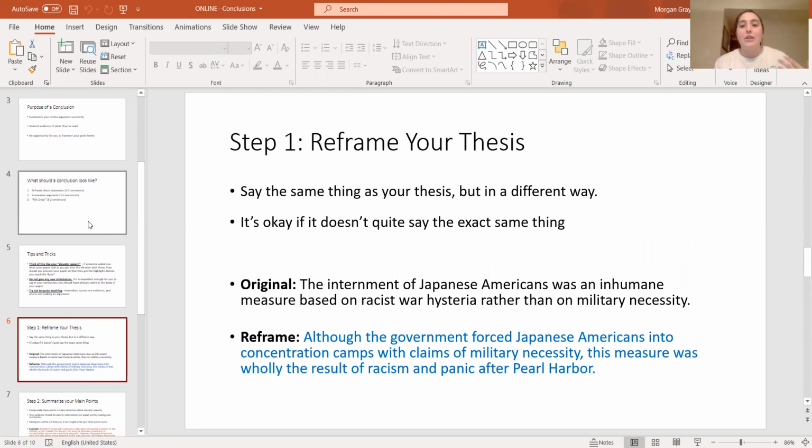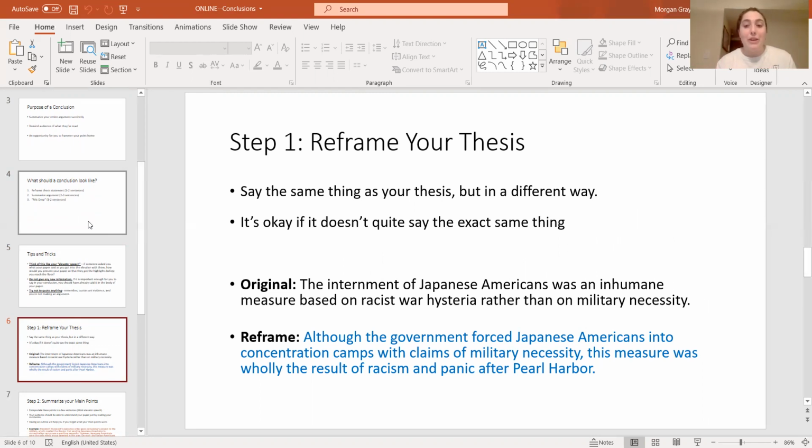The original: the internment of Japanese Americans was an inhumane measure based on racist war hysteria rather than on military necessity. We've been working with this through this whole series. This should hopefully be familiar to you by now. I would reframe it in this way.